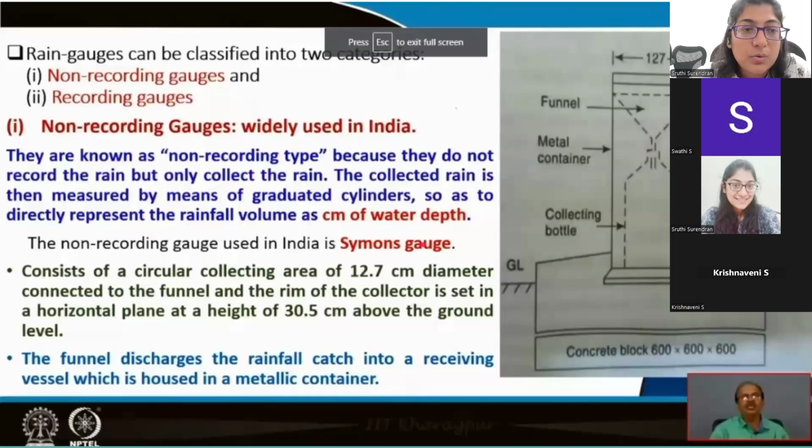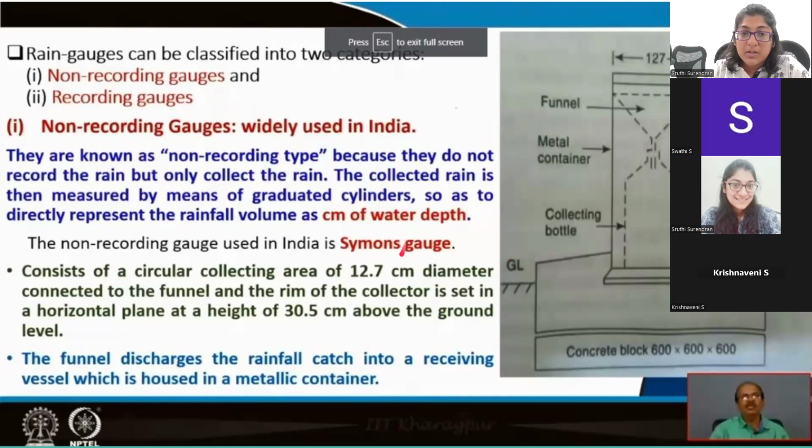Before that, let's take a look at what rain gauges are. They are measuring devices to measure rainfall. There are two categories of rain gauges: the non-recording gauge and the recording gauge. Non-recording gauges, as the name suggests, can only collect the rain, and the measurement has to be done manually. What you see here is one of the non-recording gauges that is widely used in India and that we have within our syllabus.